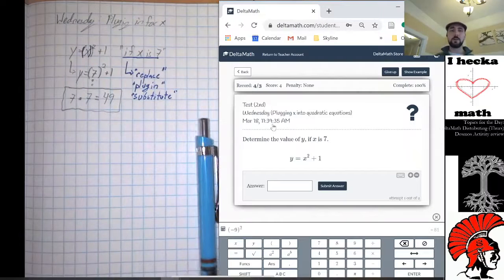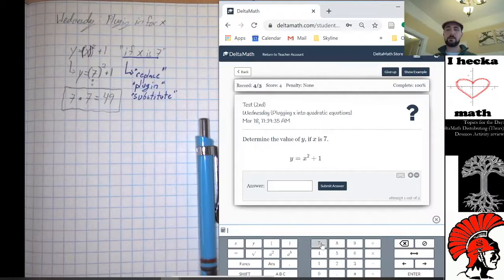If you want to double check that, remember you can go over to the DeltaMath calculator, click calculator. Mine was already up down here. I erase this, and then you can either do 7 times 7, which is 49, or if you want to square something, you can do this button here. In this case, if you want to be really careful, you could do parentheses 7, close parentheses, square. And of course, that's still the same thing, 49.